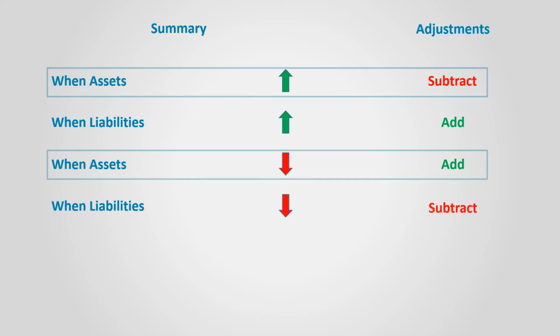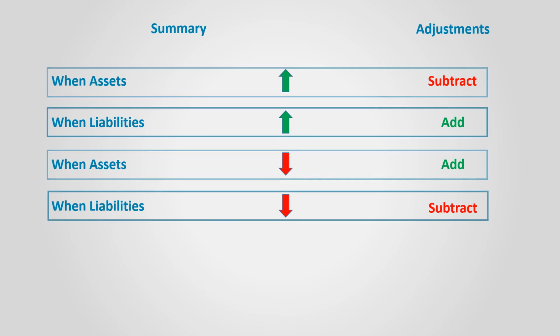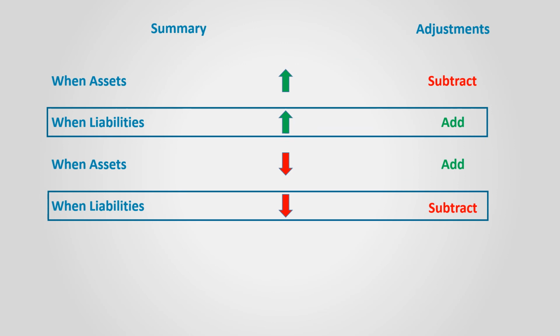You will notice that to adjust assets, the adjustment is against the direction of the change. If assets increase, we subtract, and when they decrease, we add, while for liabilities, the adjustments are in the same direction of change. That is, when liabilities increase, we add, and when they decrease, we subtract.